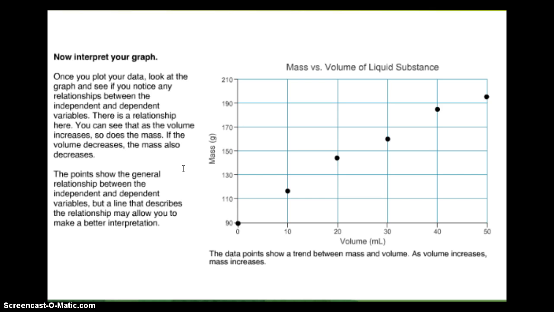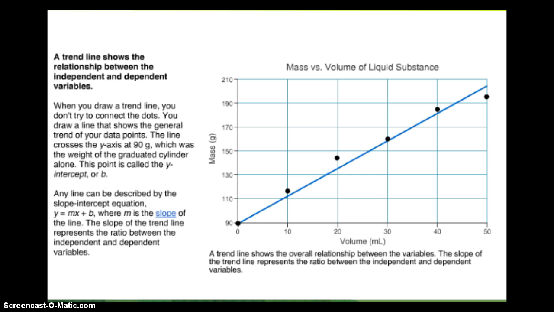The points show the general relationship between the independent and dependent variables, but a line that describes the relationship may allow you to make a better interpretation. The data points show a trend between mass and volume. As volume increases, mass increases. A trend line shows the relationship between the independent and dependent variables. When you draw a trend line, you do not try to connect the dots. You draw a line that shows the general trend of your data points.